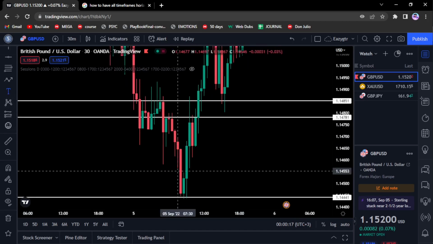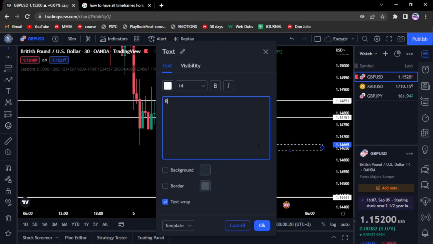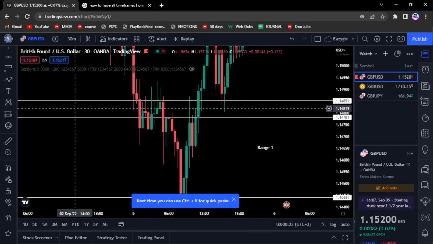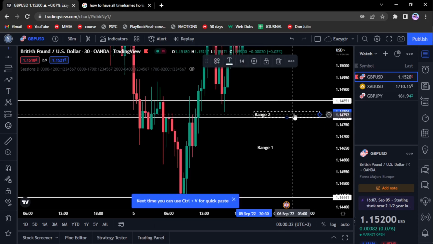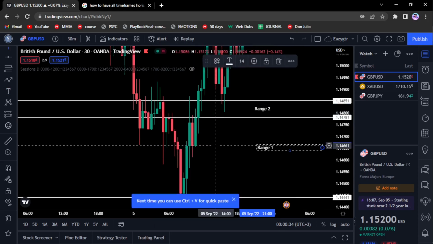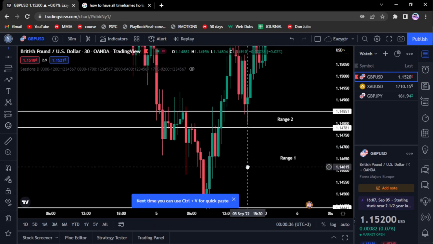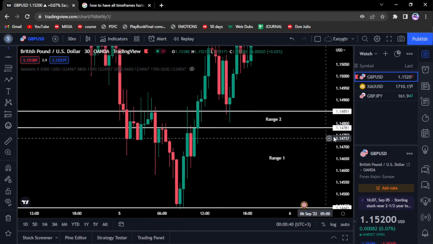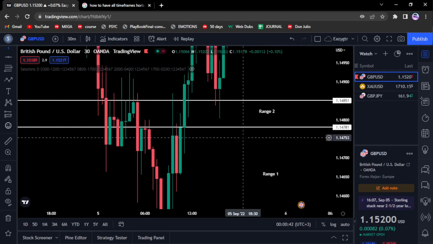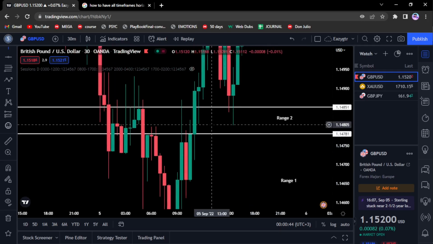So let me label them. So here we have range 1, around here we have range 2. Okay, so what happened is that price closed above range 1. Okay, what do we do? We do nothing.